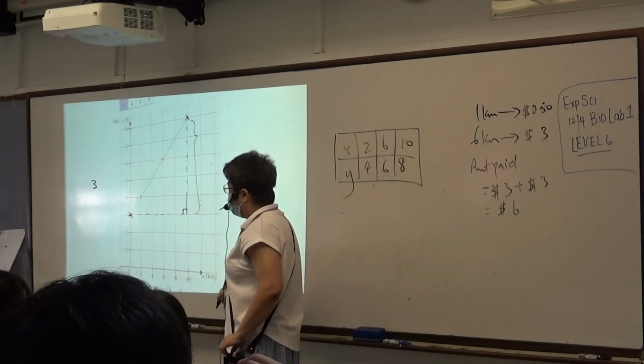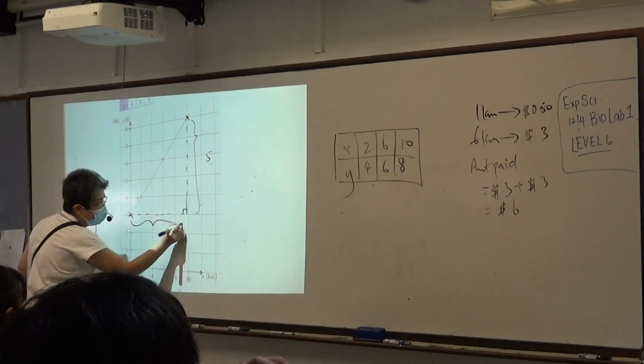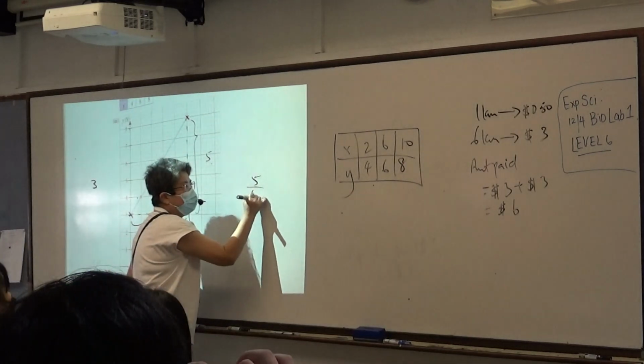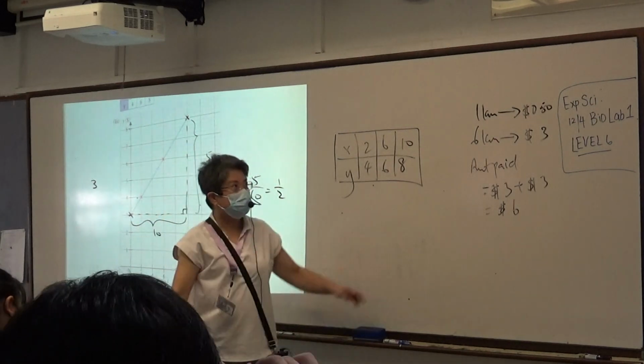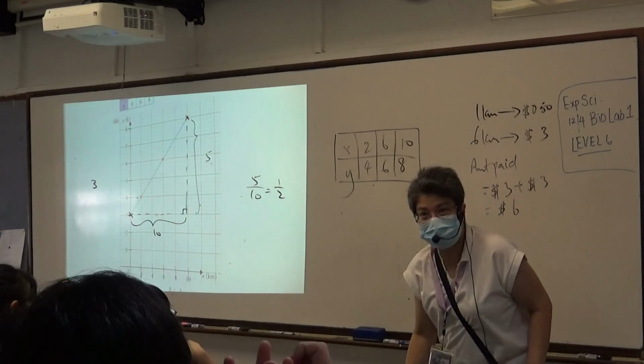From 3 to 8, how much is it? 5. Very good. How much is here? 10. What is 5 over 10? Half. Can you see? It's actually the 50 cents. 1 kilometer increase, how many cents?